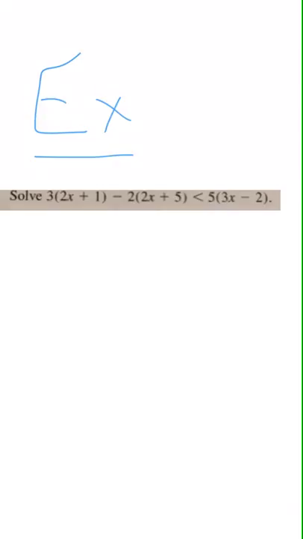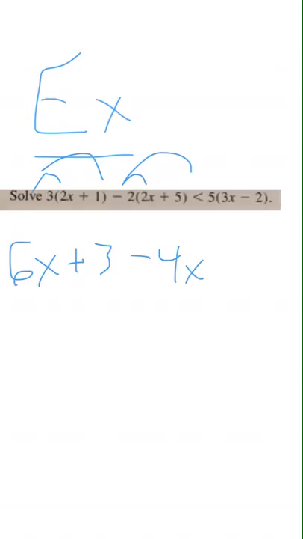Alright, this example says solve 3 times, open parentheses, 2x plus 1, close parentheses, minus 2 times 2x plus 5 is less than 5 times 3x minus 2. So you need to use the distributive property, 3 times 2x, which would be 6x, 3 times positive 1, which would be 3. For the second parentheses, you can distribute the minus 2, so it'd be minus 2 times 2x, which would be minus 4x. Then negative 2 times positive 5, which would be minus 10. And then your less than symbol, and then on the right hand side, 5 times 3x, which would be 15x, and 5 times minus 2, which would be minus 10.